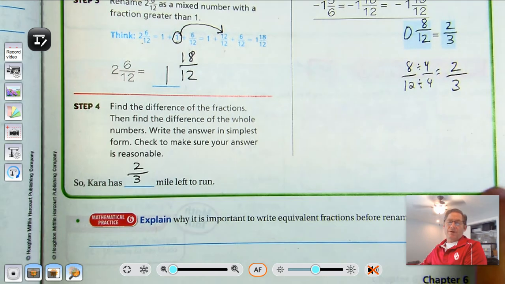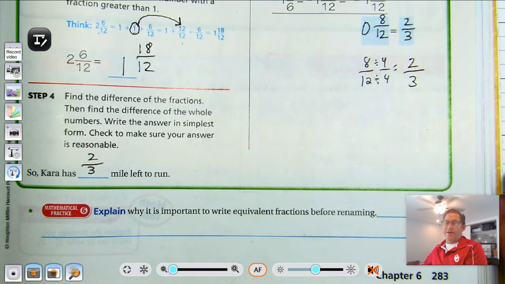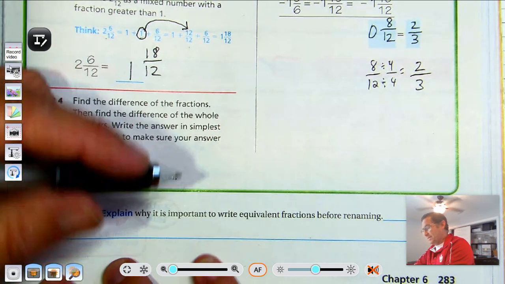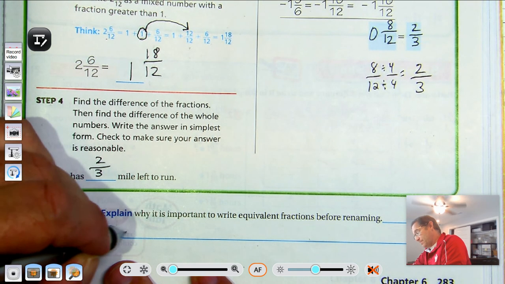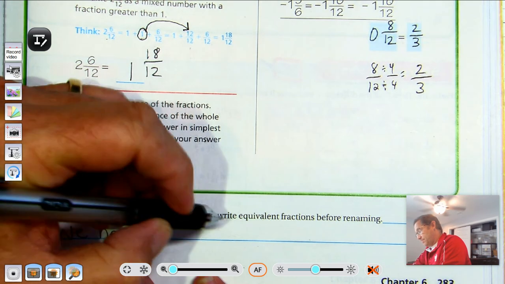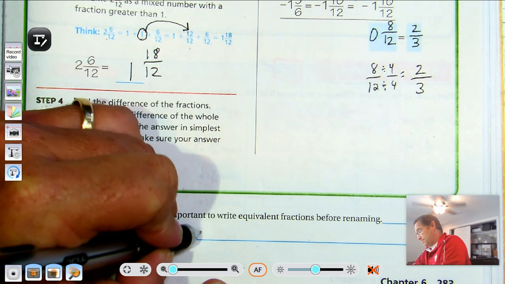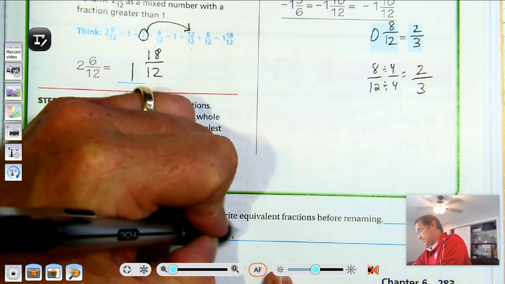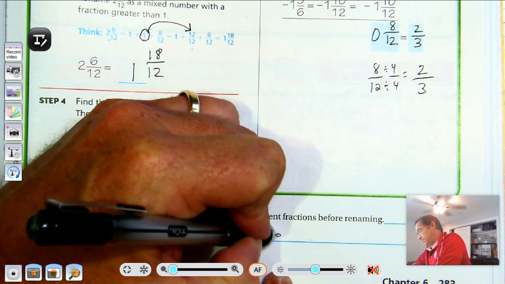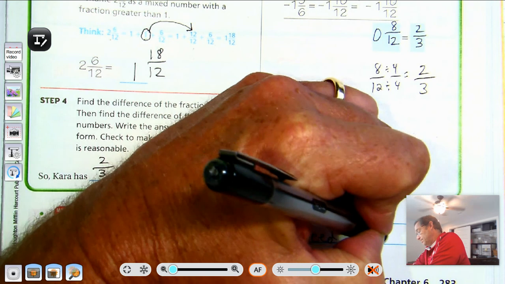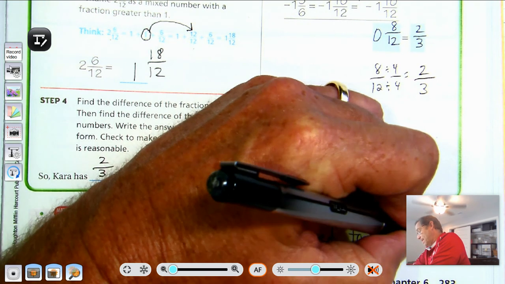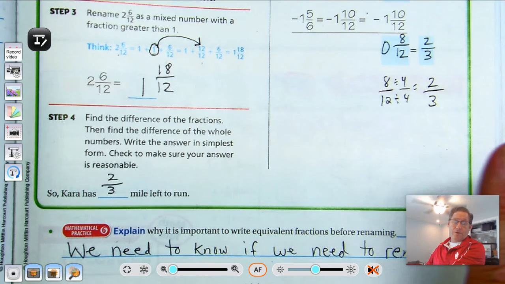Why is it important to write equivalent fractions before renaming? Well, basically, we need to know if we need to rename.